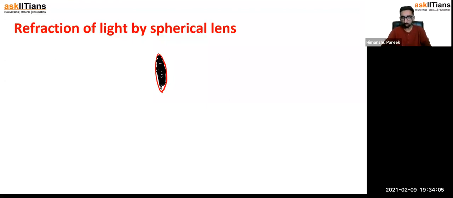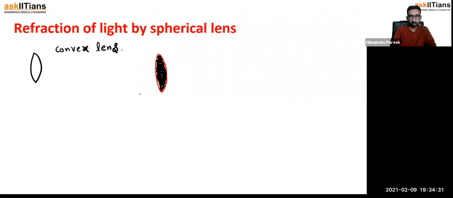Now it is not necessary that both sides have to be curved. More technically, I would say at least one side should be curved. In general, at our grade 10 level, we'll be getting both sides curved. So based on that, we have two types of lenses. First is the convex lens. That's the convex lens. And the other one is the concave lens.